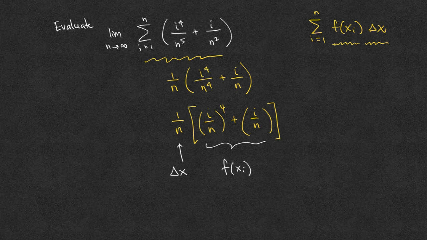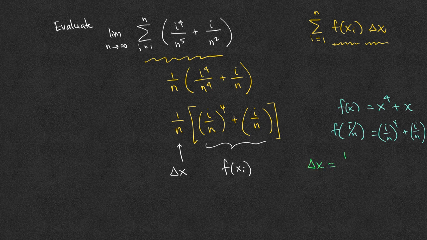The function f of x that we would use conveniently in this case should be x to the fourth power plus x, so that f of i over n equals i over n to the fourth plus i over n. Also, delta x has to be (b minus a) over n, and we want it to be 1 over n. We would use a equals 0 and b equals 1.